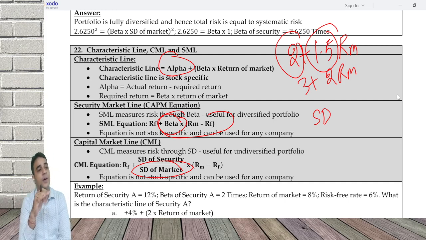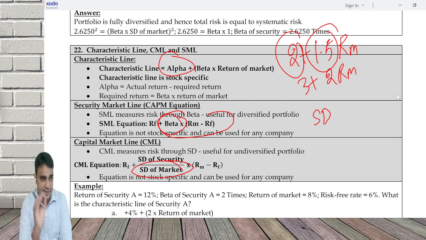For the CML equation, you will need the SD of market. How will you calculate SD of market? Go back to the format one: return, probability, product, deviation, and deviation square. Along with that, if you even want SD of security, then use that also. So depending on the requirements, we will decide format 1, format 2 or format 3 and try getting it.